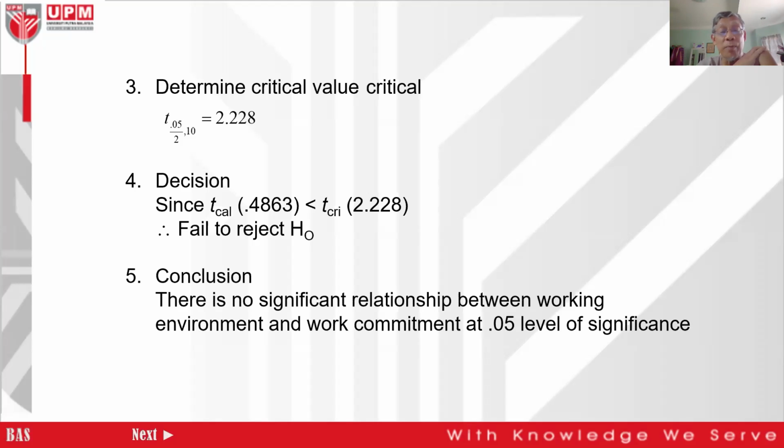I mean, in this case, whatever the working environment is, it is as good as for you to commit to the organization. So that will be our 5-step procedure when the sample size is more than or equal to 10, whereby in step number 2, we calculate our T value, and then in step number 3, we determine our T critical, and then from there, we proceed to the decision and finally the conclusion.